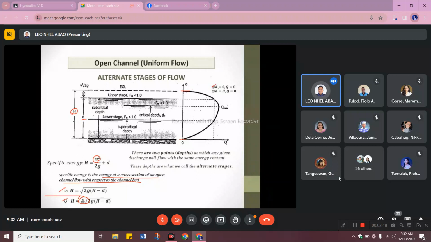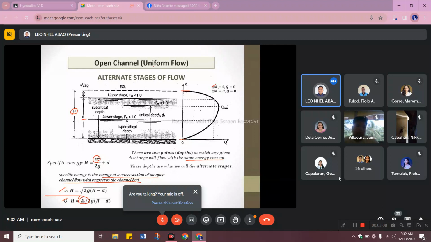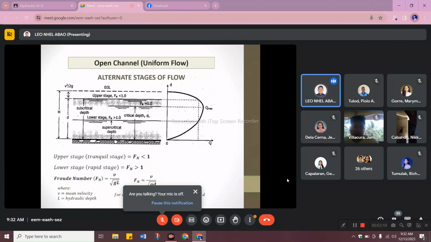Now, as you can see, there are 2 points at which any given discharge will flow with the same energy content. So these depths are what we call the alternate stages, corresponding to 2 points where the discharge flows with the same energy content. These are the stages.